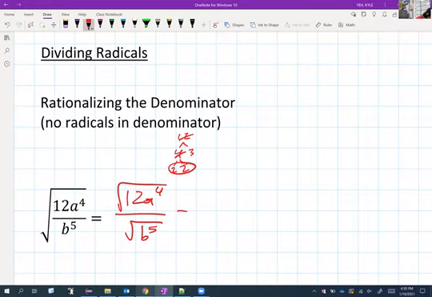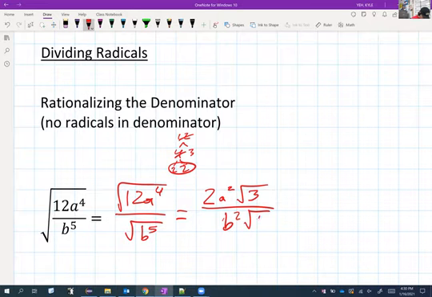So it looks like the top could simplify to 2 square root of 3. That 3 didn't have a pair, a group of 2. And then we had a to the fourth. How many groups of 2 can we make? 2 groups of 2, nothing left over. So 2a squared root 3 over square root of b to the fifth. We have 5 b's. Here's a group of 2. Here's a group of 2. 1 left over. So the square root of b to the fifth is 2 groups of 2, so b squared root b.